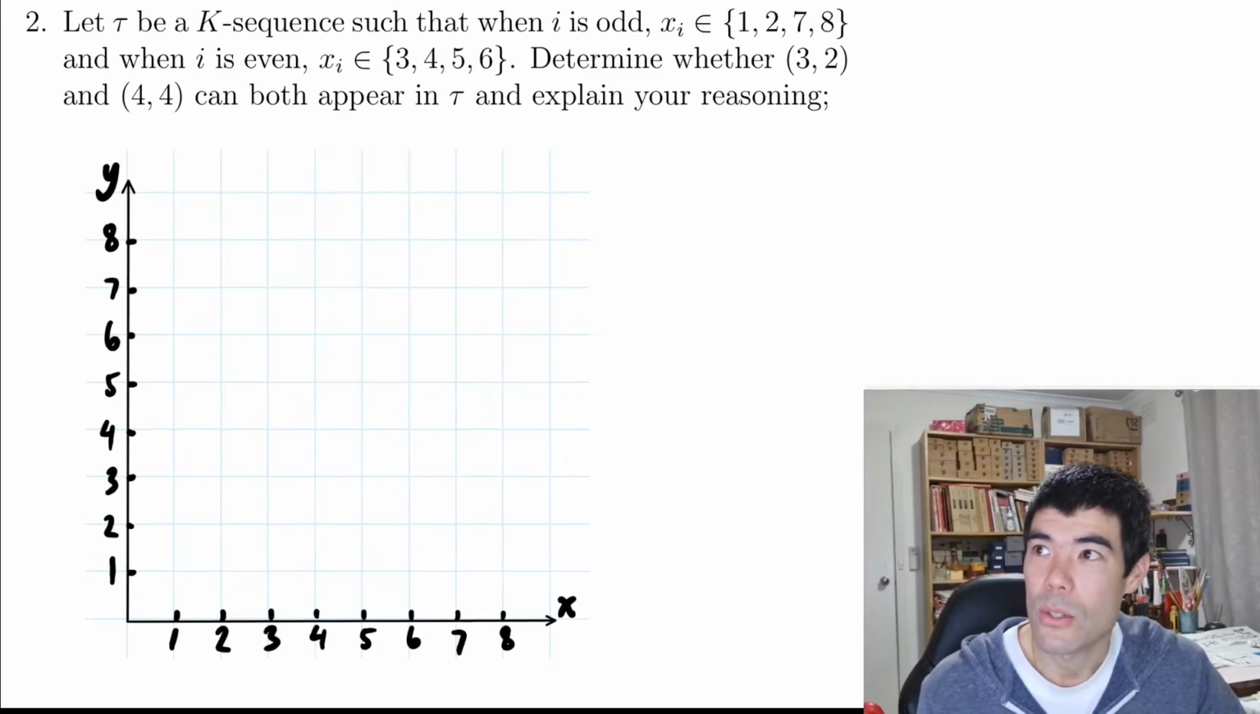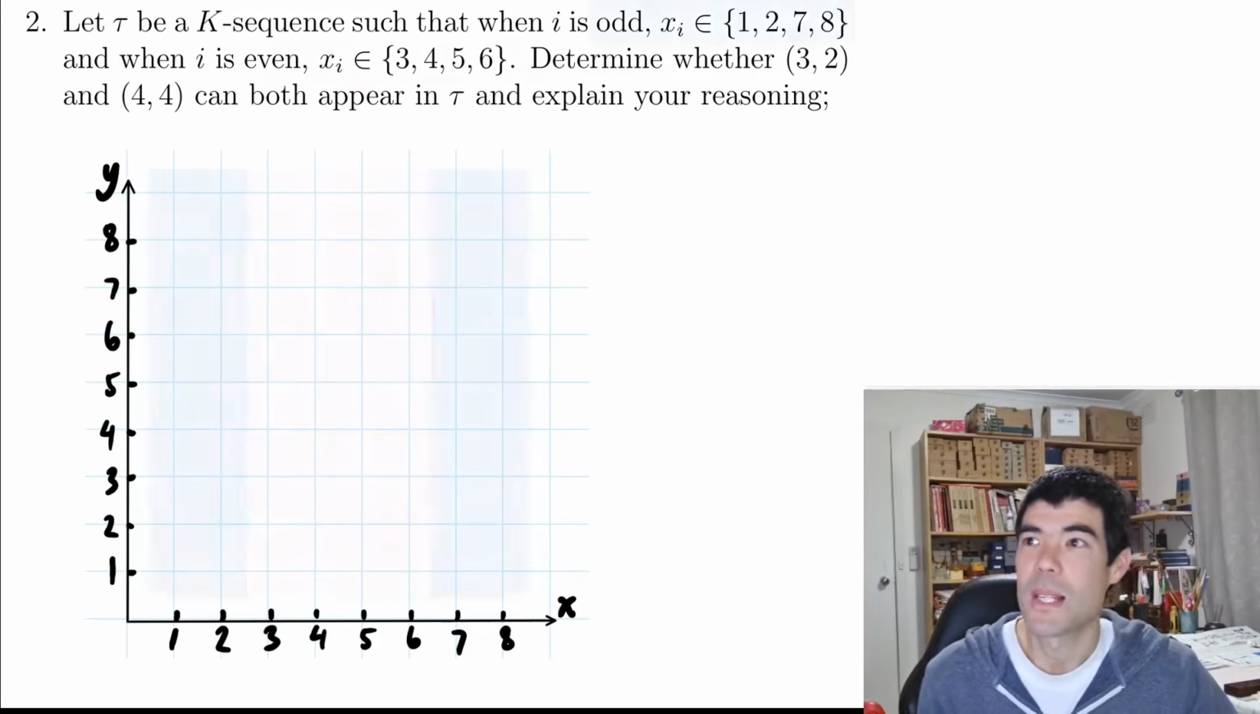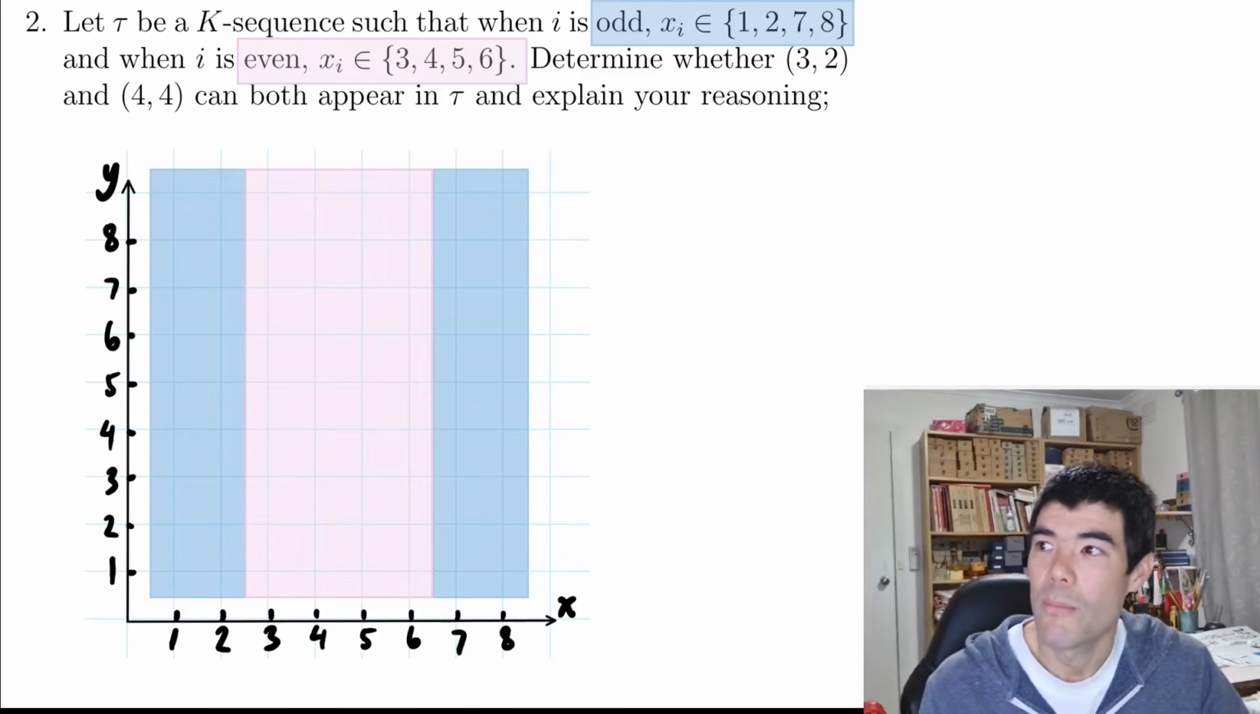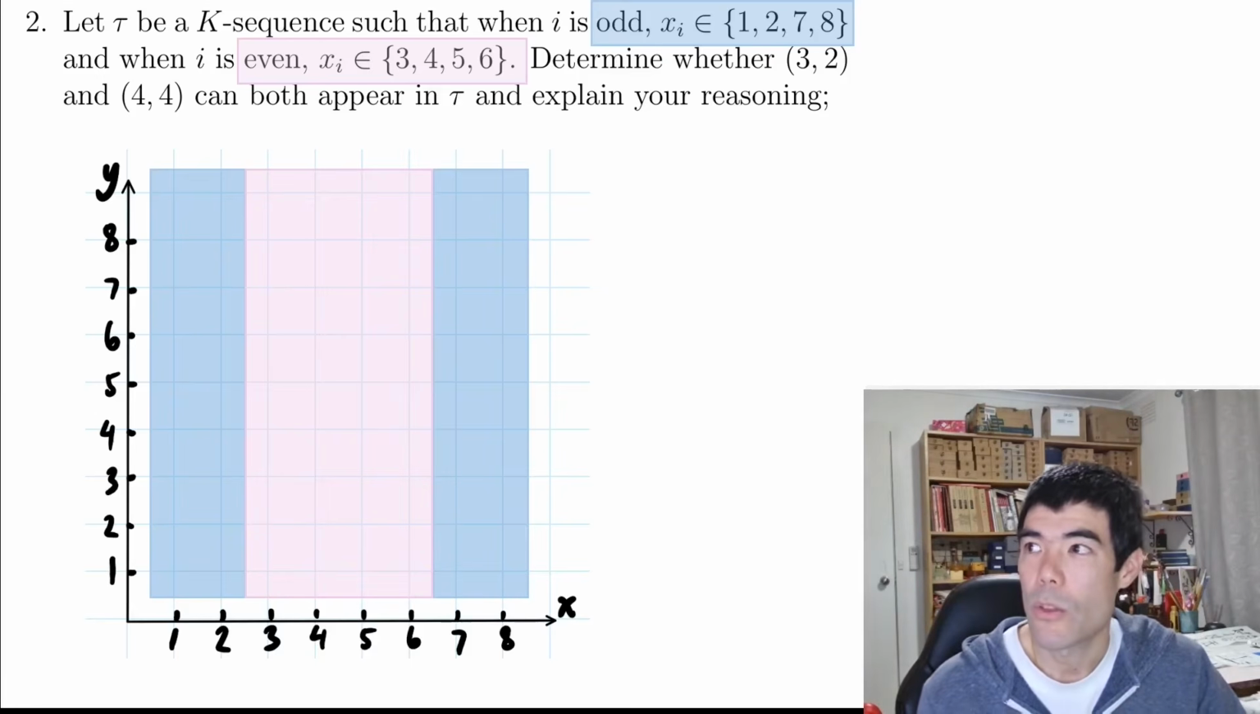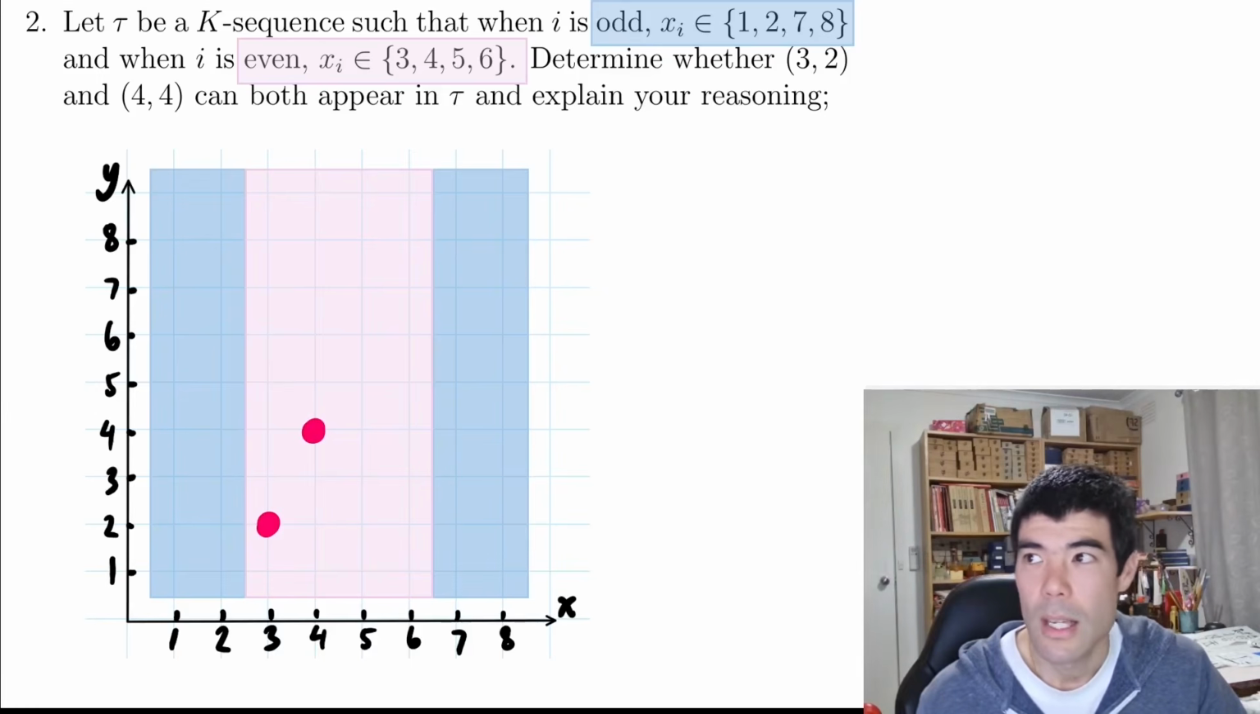So here's part 2, and I think it helps to again draw a nice diagram with some color. If we label the region on the board where X is in {1, 2, 7, 8} as blue, they're going to be the odd terms in our sequence, and the even terms are going to be in {3, 4, 5, 6}. We'll label that as pink. We want to determine whether (3, 2) and (4, 4) can both appear in our sequence, and noticing they're both in the even terms, so in the pink region.